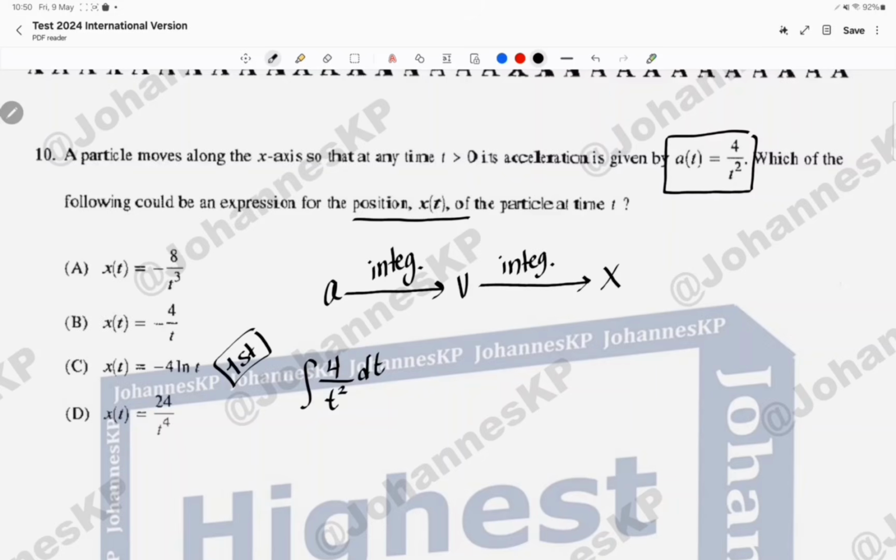But like I told you earlier, I don't like to work with a power that's in the denominator. It makes my life harder. Just bring it to the top before you do anything else. So you're going to say integration of 4t to the power of negative 2 dt. So how would you integrate t to the power of negative 2?